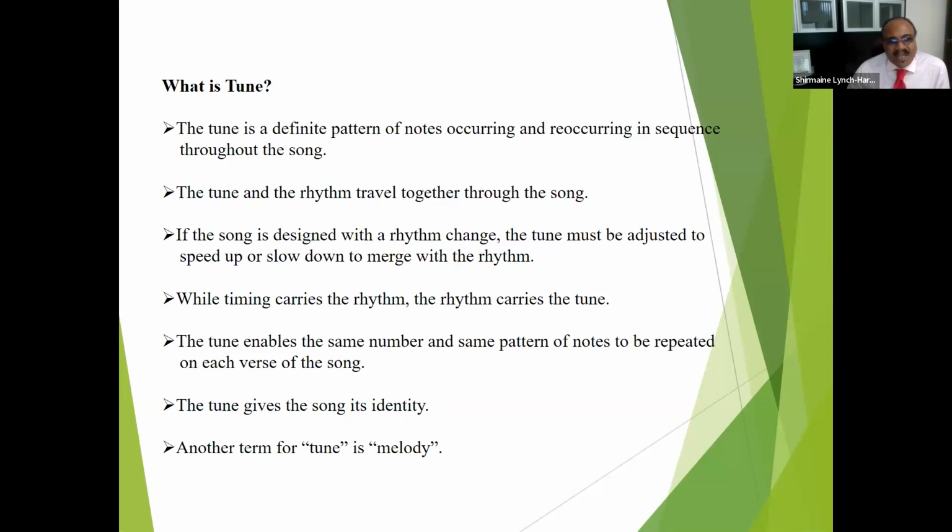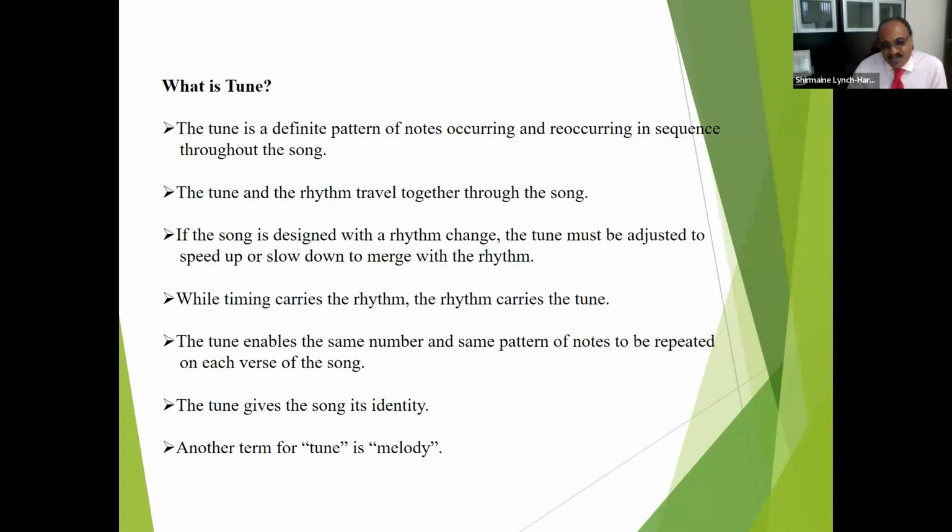If the song is designed with a rhythm change, right? The tune must be adjusted to speed up or slow down to merge with the rhythm, right? So all go hand in hand. It's like the tune is following the rhythm, or the rhythm following the tune. Wherever one goes, the other one must go. You cannot have a tune that is fast in one place and the rhythm is left lagging behind. Everything must be merging together.